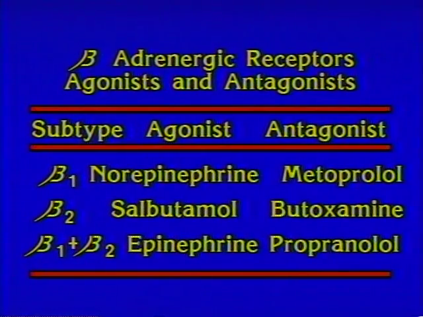Salbutamol acts as an agonist on beta-2 receptors, and this effect can be antagonized by the drug butoxamine. In contrast, epinephrine acts as an agonist on both beta-1 and beta-2 receptors, and this is blocked by the drug propranolol.